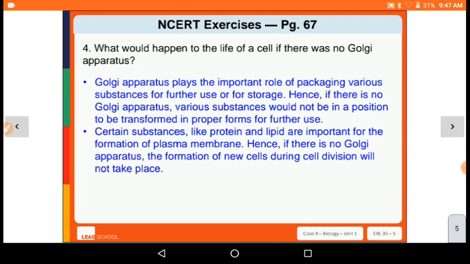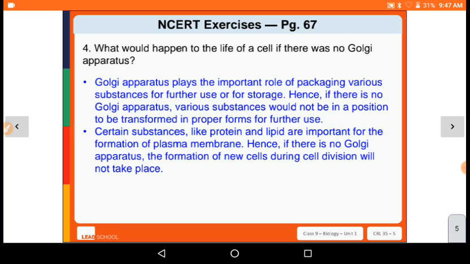What would happen to the life of the cell if there was no Golgi apparatus? Golgi apparatus plays an important role in packing various substances for further use or storage, and if there is no Golgi apparatus, various substances will not be in the position to transform into proper forms for the further use. Certain substances like protein and lipid are important for the formation of plasma membrane, and hence if there is no Golgi body, the formation of new cells during cell division will not take place.